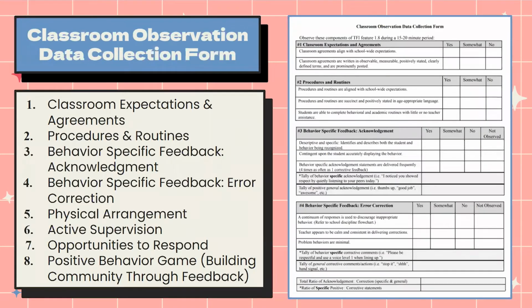The classroom observation data collection form is two-sided and helps us to check the fidelity and the use of the 8 PBIS classroom practices. These include classroom expectations and agreements, procedures and routines, behavior-specific feedback in the form of acknowledgement and error correction, physical arrangement, active supervision, opportunities to respond, and the positive behavior game. In the event that we wanted to check the fidelity of a single classroom practice following a professional learning activity, for example, we could focus on those specific practices when completing classroom observations.